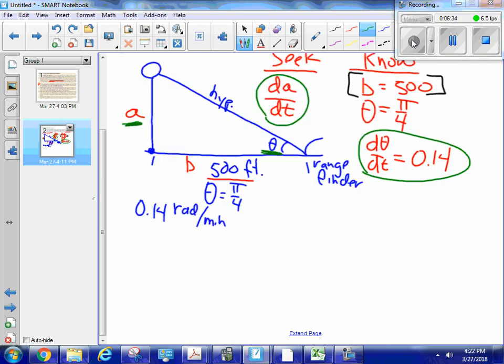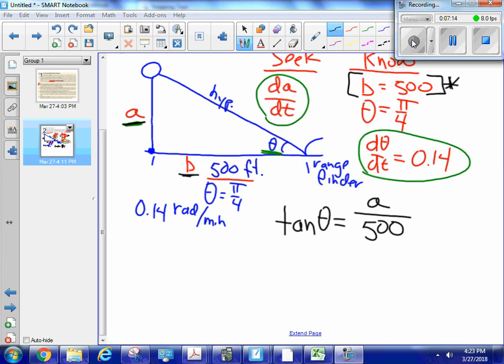Well, I do know something that might work here. I know that the tangent of theta is going to equal opposite over adjacent. So it's going to equal A over 500. Now, I can use this 500 because it is constant. It is not changing. A, on the other hand, is something that's changing. So I can't really just plug in a number, even if I could bother to find it right now. I can't do that because that's going to be changing.